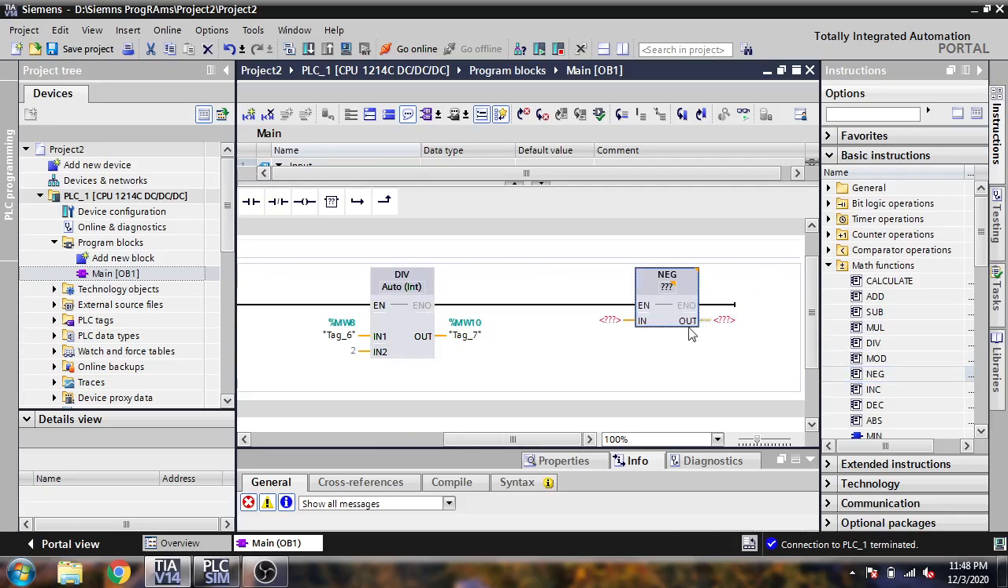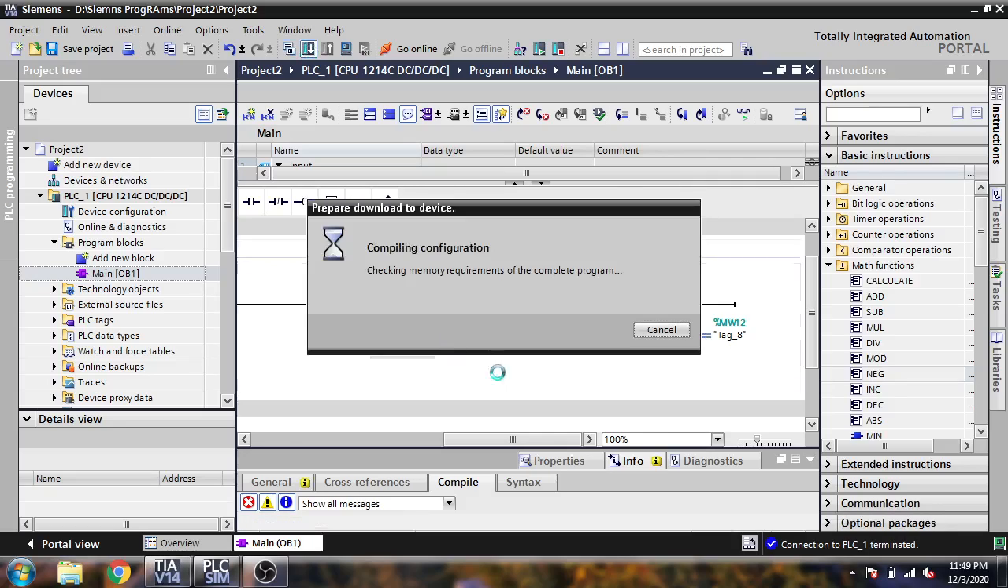I am going to set negate with MW10 and MW12 there. You will see it will make the value negative. I am just going to compile it again and download it to my PLC.